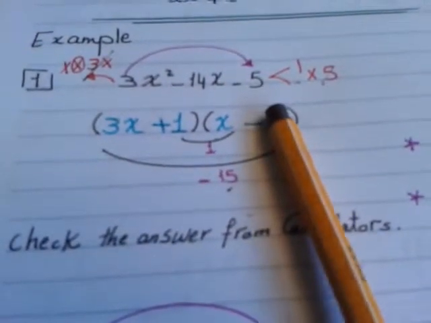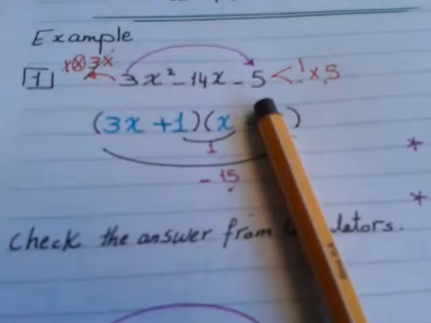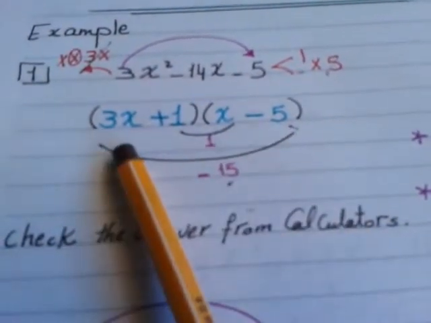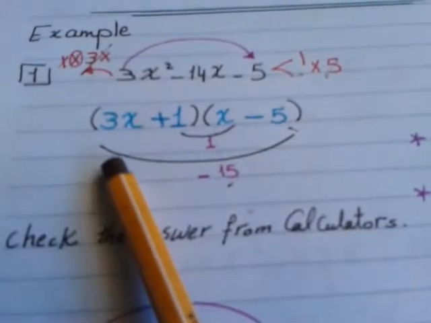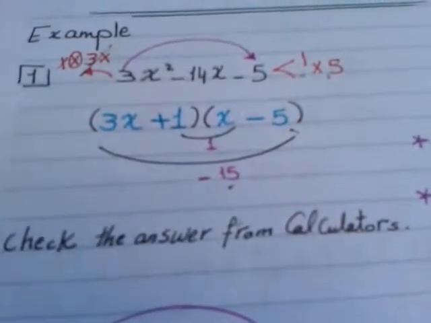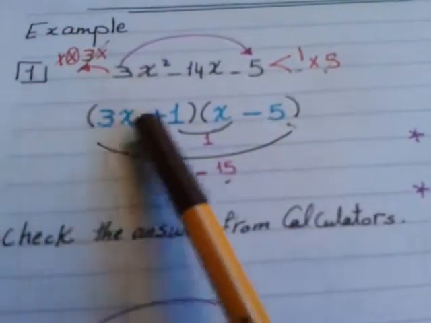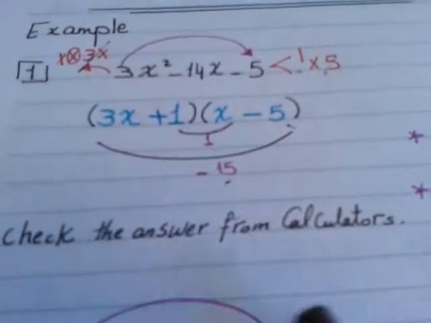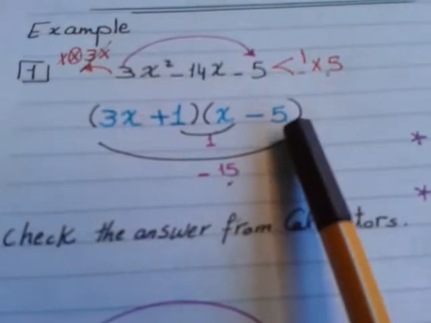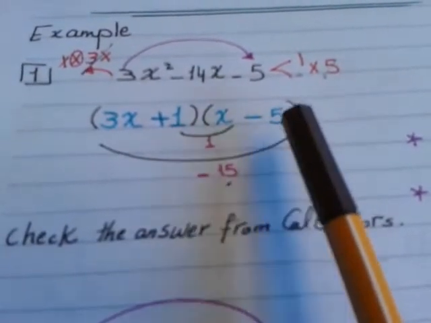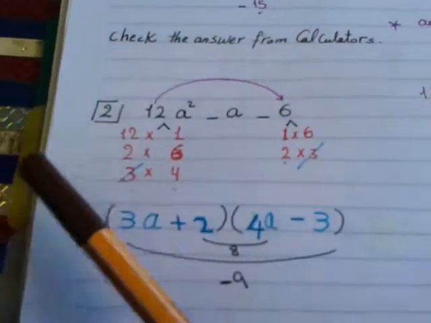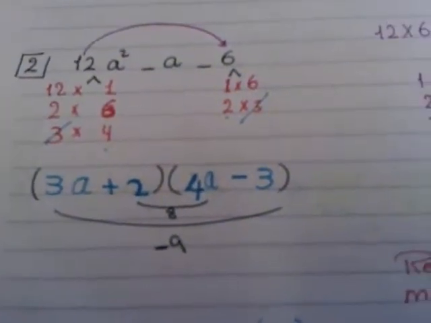All of you said this, yeah? 3 times negative 5 equals negative 15. Yes, so here and here, negative 5 and negative 15. Negative 5 times 3x equals negative 15x. Here we have to put in front of 3x the other factor, which is x. Put it here, x. And 5, this is from the factors 1 times 5, so the other factor is 1. Is it okay? Easy.